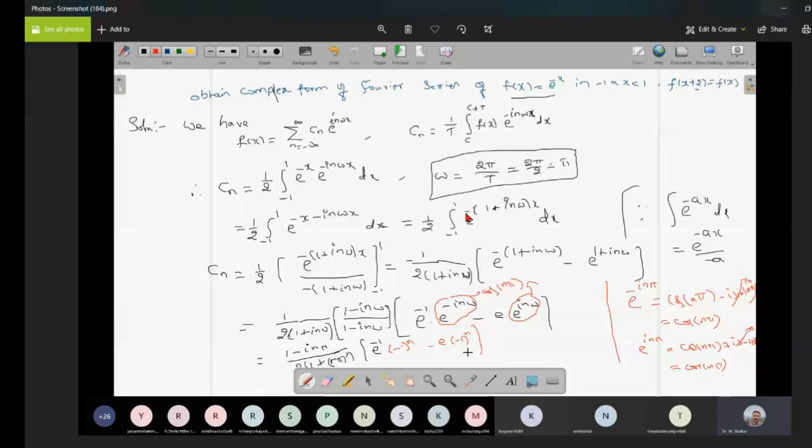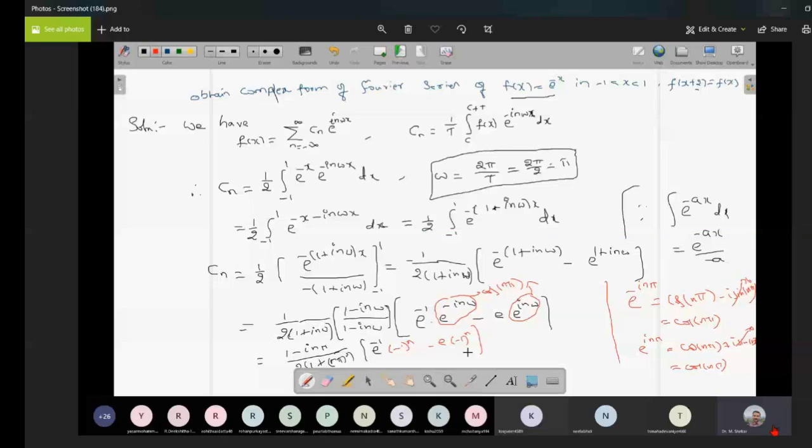Then I apply the limit. When you put the upper limit x equal to 1, that becomes e power minus of 1 plus I n omega. So we have applied the limits. When you put the lower limit, which is minus 1, it becomes plus, so that becomes plus into 1 plus I n omega.